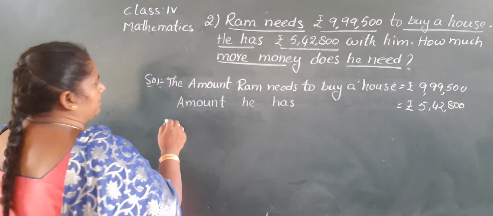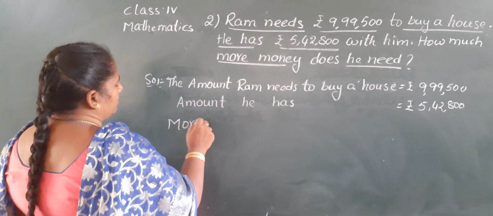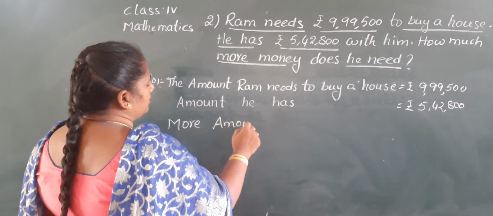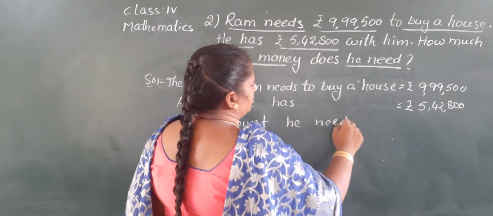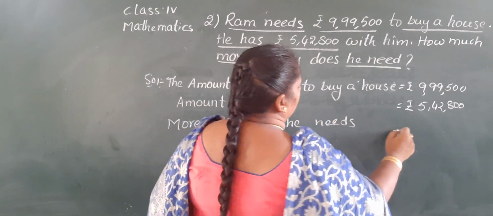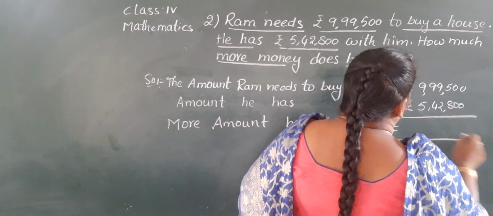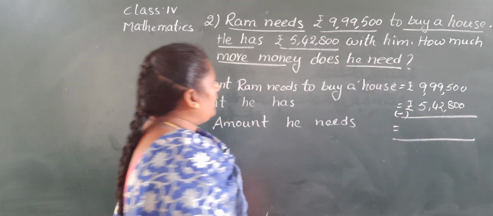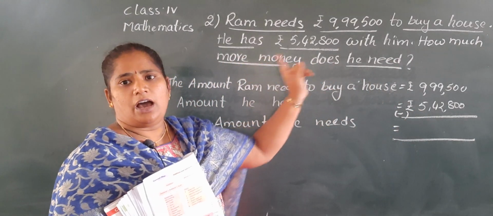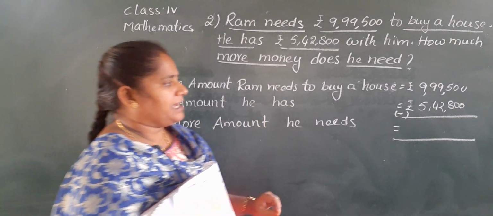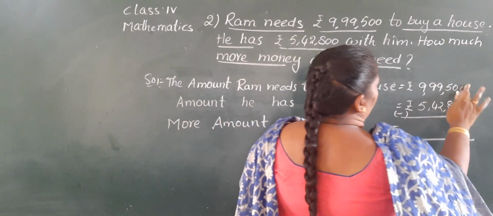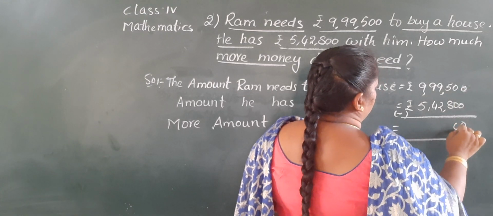Now, more amount he needs. More amount he needs equal to, we do subtraction. Okay? How much more is the keyword for subtraction. Come on, do the subtraction, Nana. 0 minus 0, 0, 0.